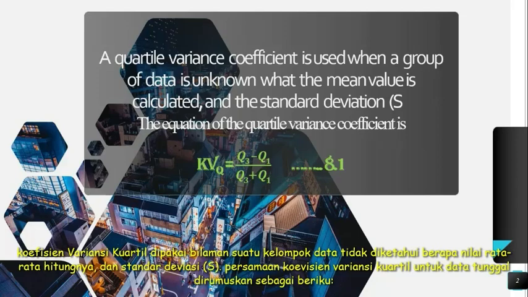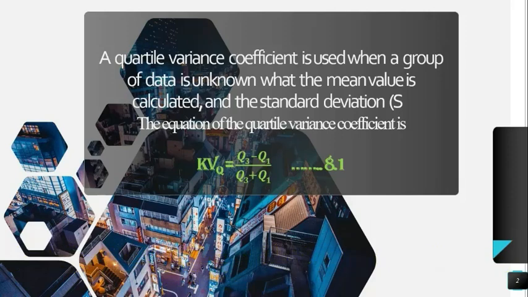The quartile variation coefficient is used when a group of data is unknown, what the mean value is calculated and the standard deviation. The equation of the quartile variation coefficient is KVQ equals (Q3 minus Q1) divided by (Q3 plus Q1).